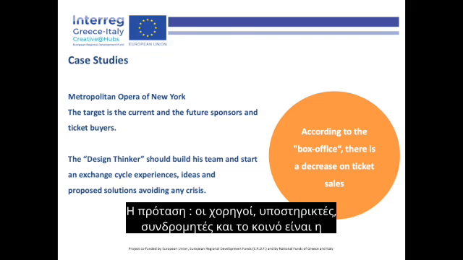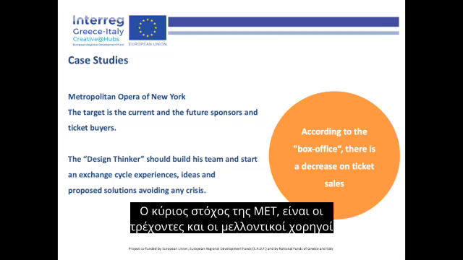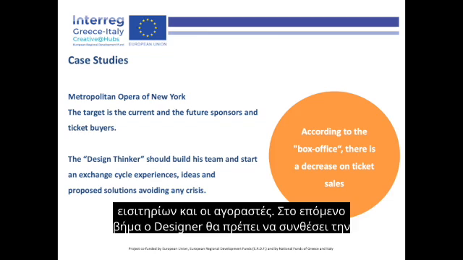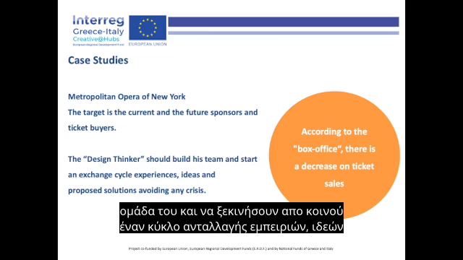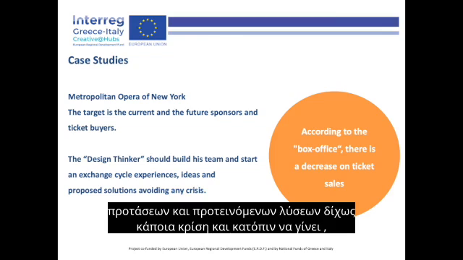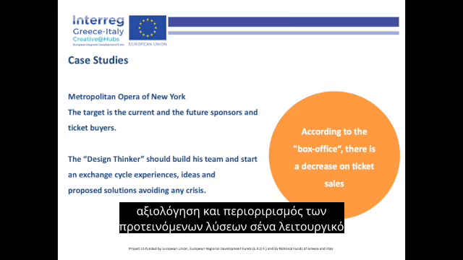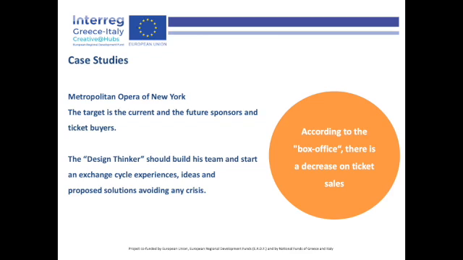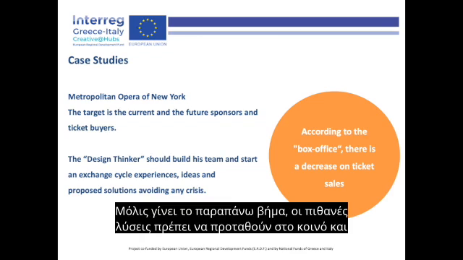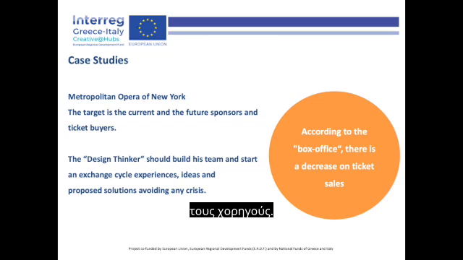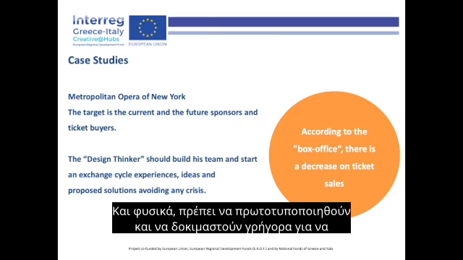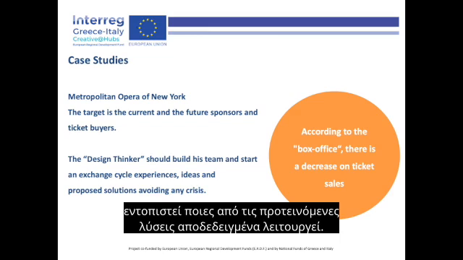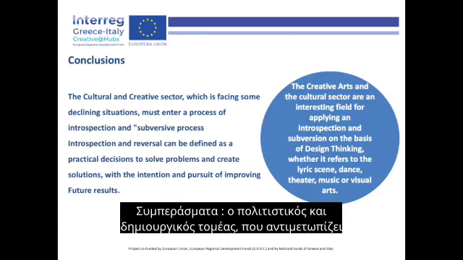The proposal: sponsors, supporters, subscribers and the public are the target group of MET. The main target of MET is current and future ticket sponsors and buyers. As next step, the design thinker should assemble his team and start a cycle of exchange of experiences, ideas and proposed solutions without any judgment, and then evaluate and limit the proposed solutions to a functional number. Once the above step is done, the potential solutions must be proposed to the public and the sponsors, and of course they have to be prototyped and tested quickly in order to identify which of the proposed solutions provably work.